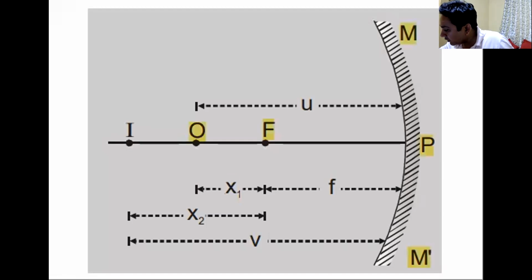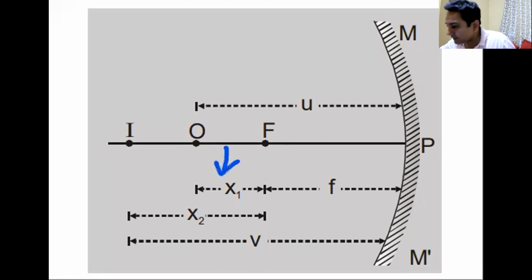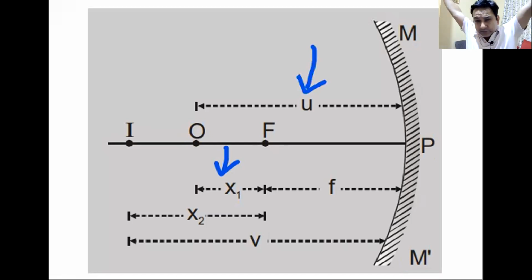I hope you can see this. X1. Oops, wrong color, wrong thing. X1 is the distance of the object from the focus. In the original formula, it was U. Do we understand this? Raise hand will give me more confidence that you understand this.